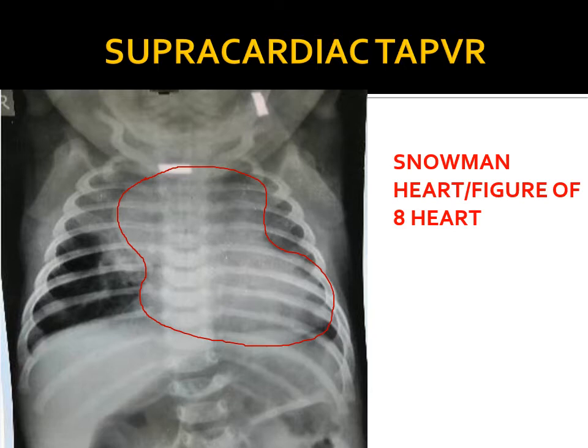The cause of this snowman appearance is that the head is formed by the dilated left vertical vein, which is formed by the combination of the pulmonary veins, the dilated brachiocephalic vein, and the dilated superior vena cava, and the body is formed by the enlarged right atrium.